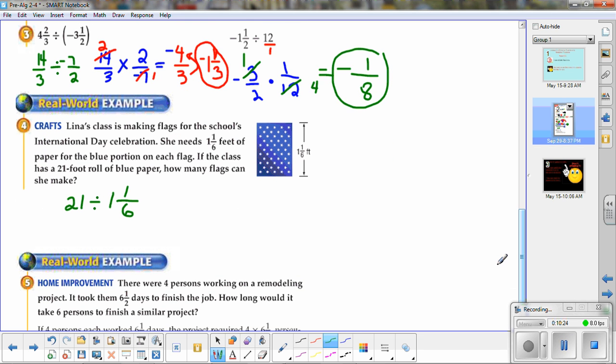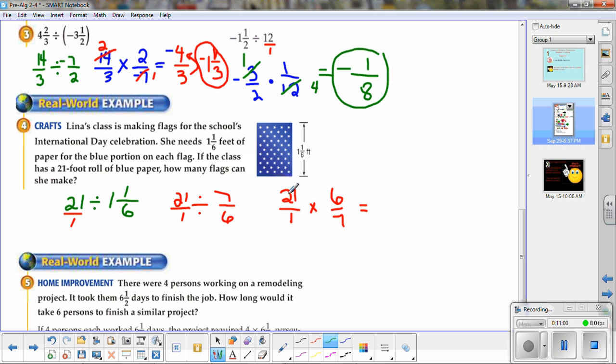And then before we go to solve this, we want to write our whole number as a fraction, and we want to change our mixed number to an improper fraction. So this is really 21 over 1 divided by 1 times 6, which is 6, plus the 1 extra, which is 7, over 6. And now we have to do keep, change, flip, or dividing fractions, easy as pie. Flip the second and multiply.